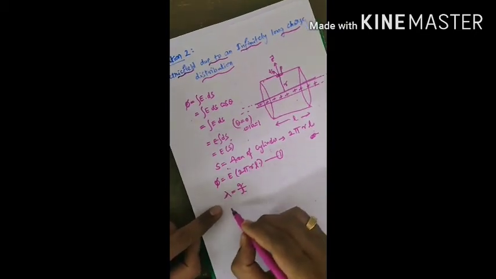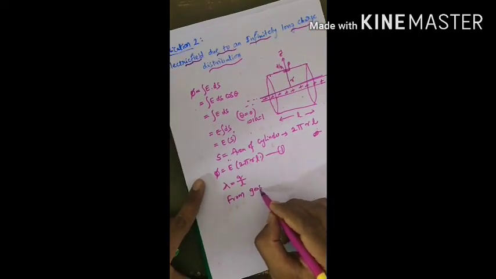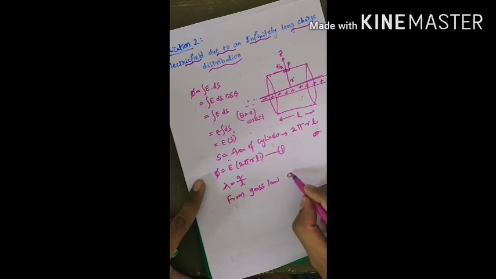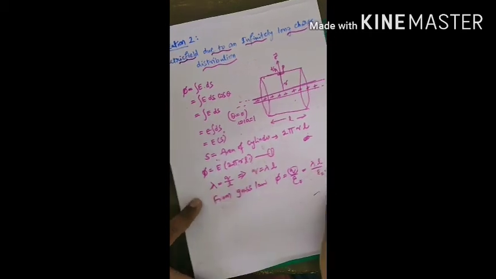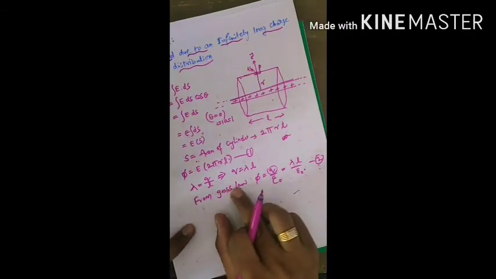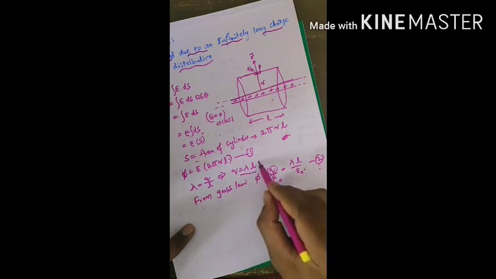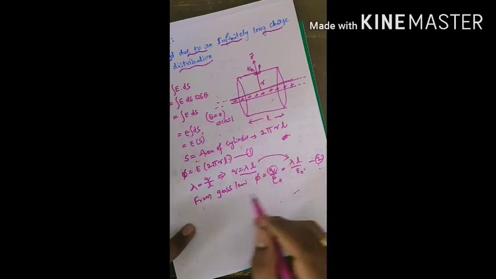So we know that from Gauss law. What is Gauss law? You know that phi is equal to q by epsilon naught, and q is equal to lambda into L. So instead of q I'm writing lambda L by epsilon naught. That is equation 2, from Gauss law. Instead of q I'm substituting this value here, lambda L by epsilon naught.